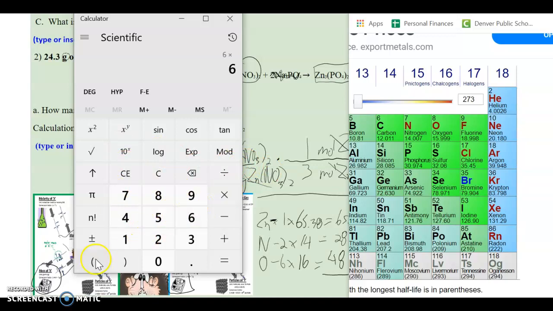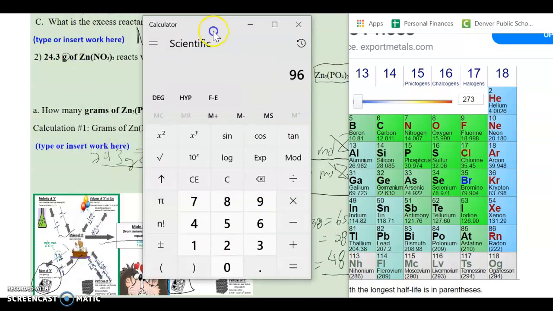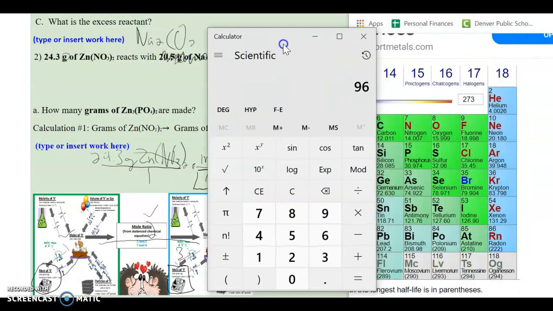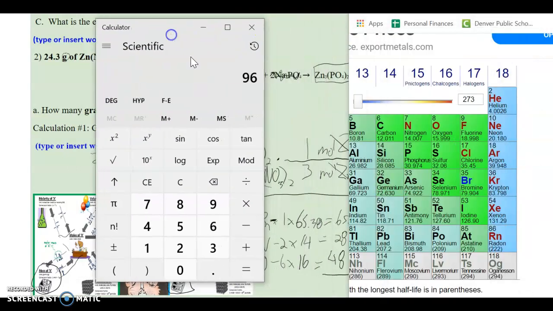6 times 16, 96, and there's where the problem is. Right, so I was off right there. That's where my problem was. I did 6 times 16 equals 48, and that is way off. It's 96, and just to double check that again, I will do 6 times 16 equals 96.